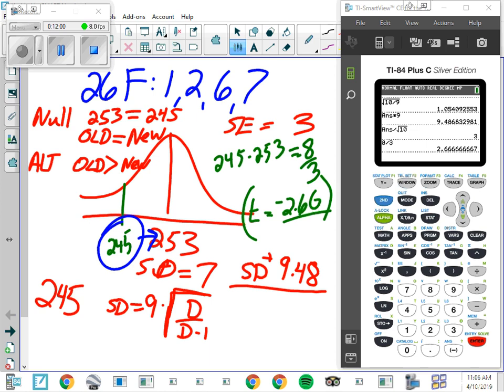Wait, did I say accept the null? Oh my goodness. Reject the null. I'm sorry. Holy cow, I said that backwards. Your p-value has to be accurate. Yeah. Oh man, I'm sorry guys. Reject the null, accept the alternative. Right. My explanation was right. Just checking to see if you guys are paying attention.